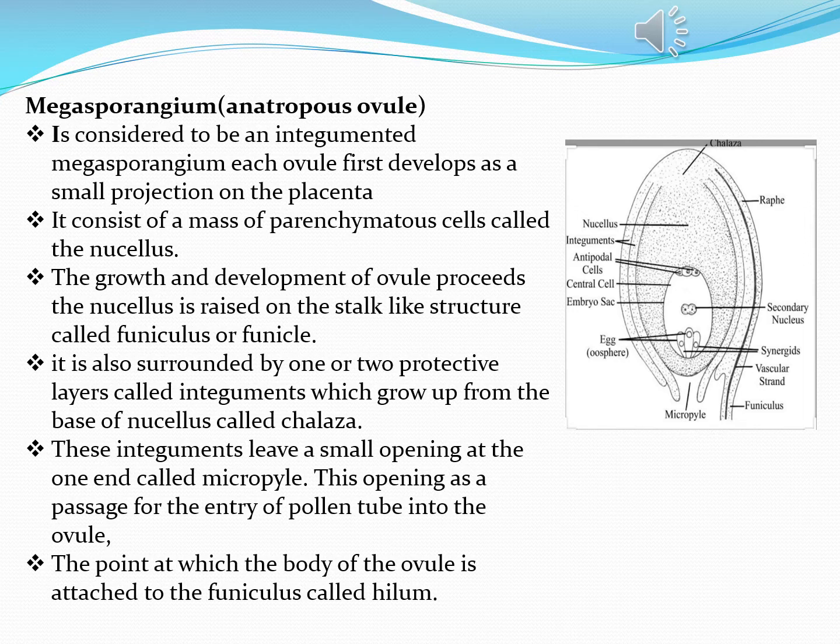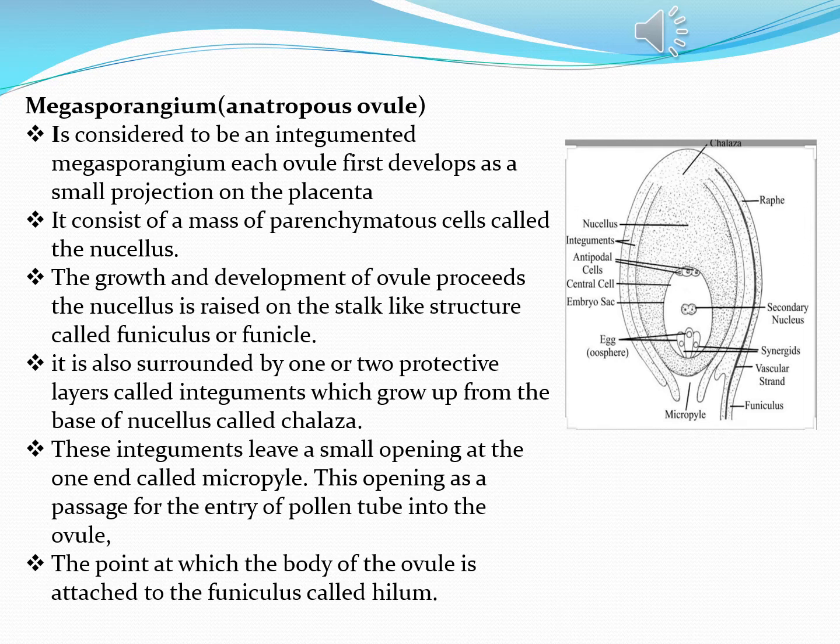Now what is the significance, the use, of this micropyle? This opening provides a passage for entry of the pollen tube into the ovule. The point at which the whole body of the ovule is attached to the funicle is called the hilum. That part we are calling the hilum.